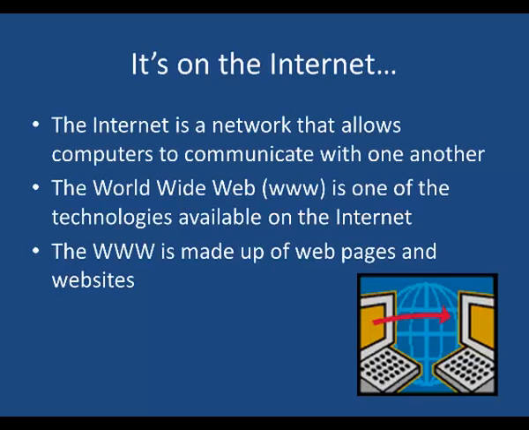Briefly, let's talk about terminology. The internet is a network that allows computers to communicate with one another. The World Wide Web is just one of the technologies available on the internet. We often use the two terms interchangeably, but really they're not. The World Wide Web is made up of web pages and websites. It's relatively easy to publish a website. With print media, the publisher serves as somewhat of a gatekeeper, and there isn't a comparable position with web media. Anyone can post anything.